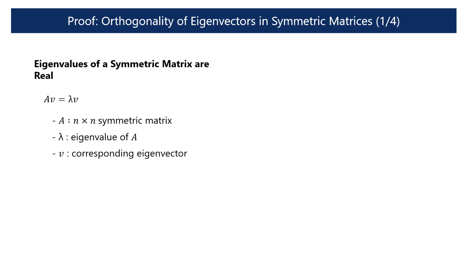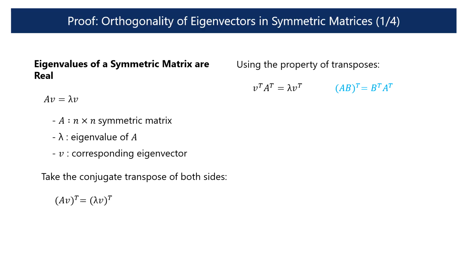Let's prove the property that eigenvalues of a symmetric matrix are real. Let A be an n by n symmetric matrix. Suppose lambda is an eigenvalue of A, and let v be a corresponding eigenvector. Take the conjugate transpose of both sides. Using the property of transposes, we can obtain this equation. Since A is symmetric, we substitute A transpose with A.